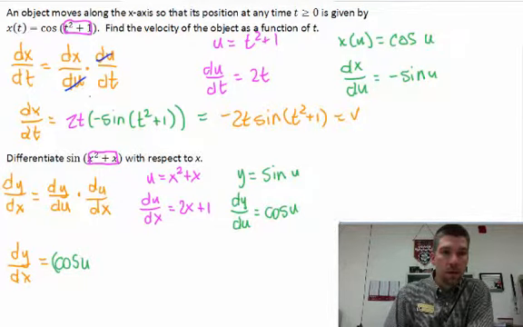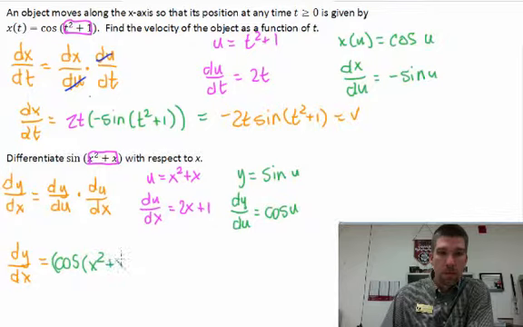What is u? U in this case is x squared plus x times du dx. What is du dx? Well, du dx is going to be 2 times x plus 1.